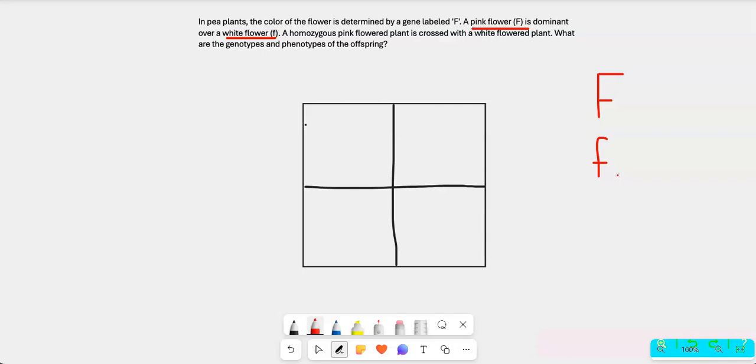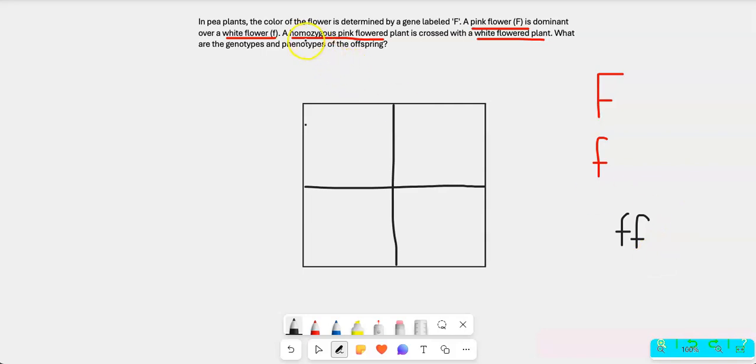But for this specific problem, we're looking at a homozygous pink flowered plant and a white flowered plant. And if you recall from the vocabulary from this section, in order for any recessive allele to be the presenting trait, it has to be homozygous recessive. And again, homozygous versus heterozygous. Homozygous just means that both of the alleles are the same letter, and the same type of letter, I should say. So a homozygous recessive would indicate two little f alleles.